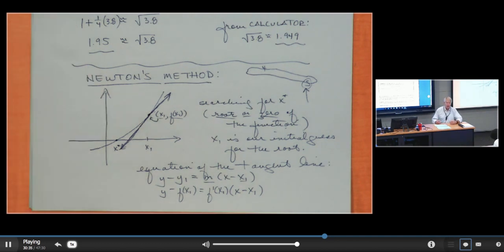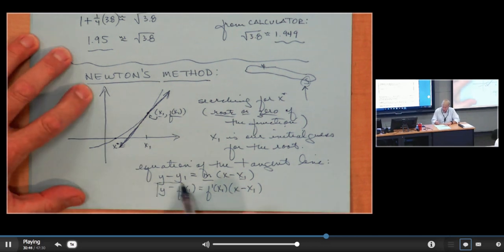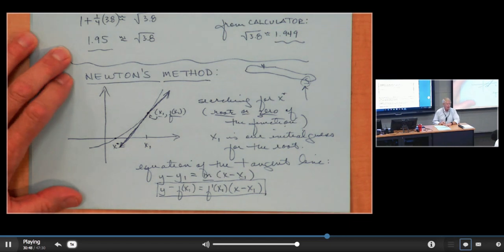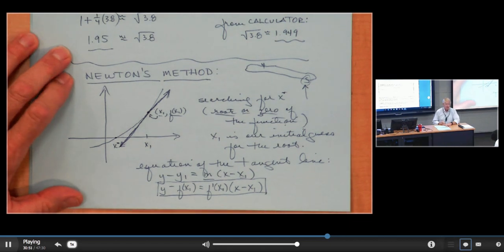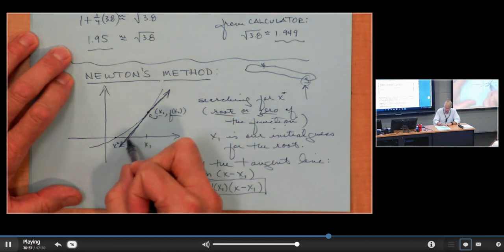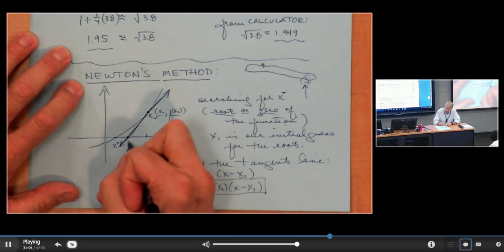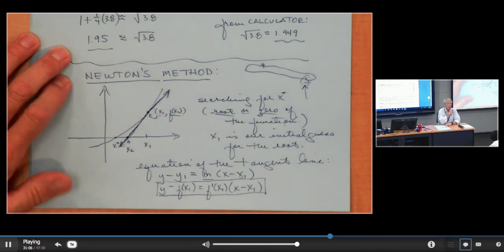I don't think I'm going to solve this one for y like we did on the one before, because of what we're going to do next. So everybody fully convinced that that is the equation of the tangent line to that function? So here's what we want to do. We want to bring that tangent line down to the x-axis, and we want to know where it hits the x-axis. So I'm going to give it a name. Let's say this is x2.